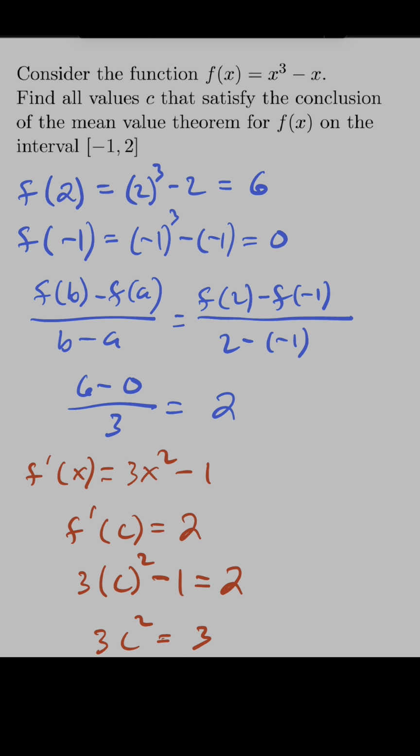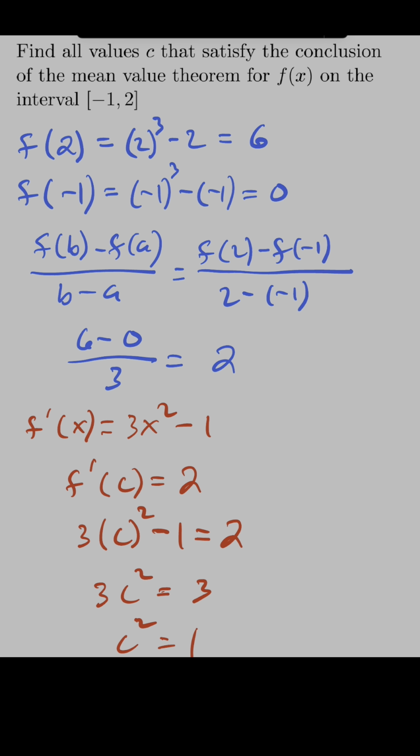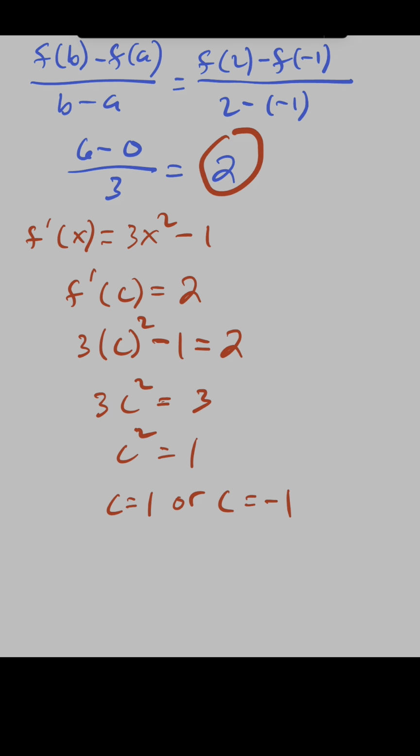Okay. Here's the problem. Consider a function x cubed minus x. Find all the values c that satisfy the conclusion for the mean value theorem for f of x on the interval -1 to 2. So, pause the video and look at the blue part. That's me calculating the average rate of change. That's there. Okay? Now, then I took the derivative, and I got 3x squared minus 1, and I set it equal to 2, because I want the derivative, which is the instantaneous rate of change, to be equal to the average rate of change, right?